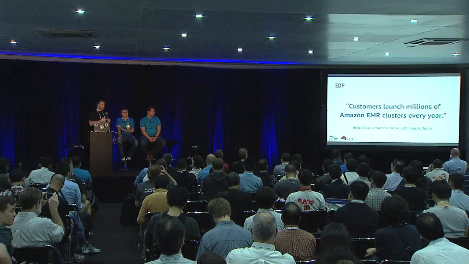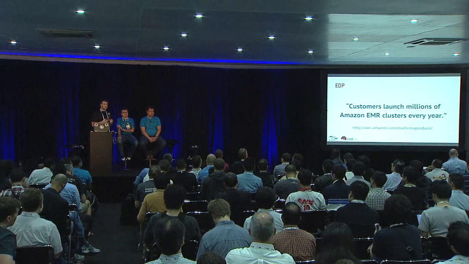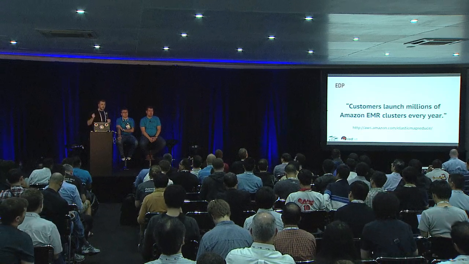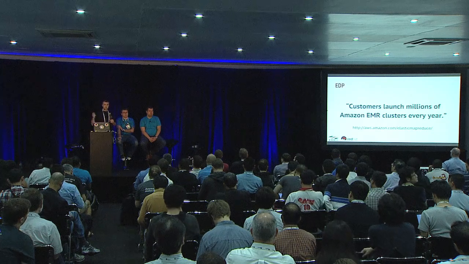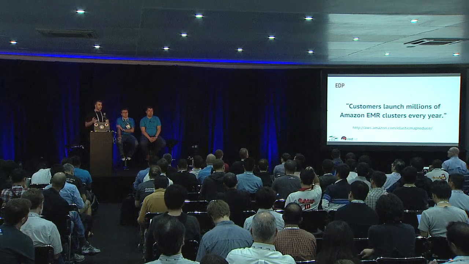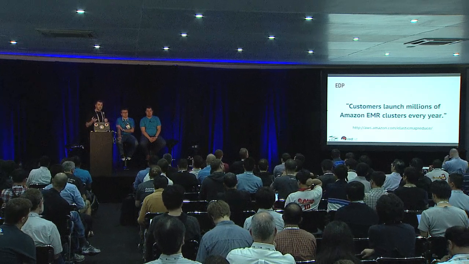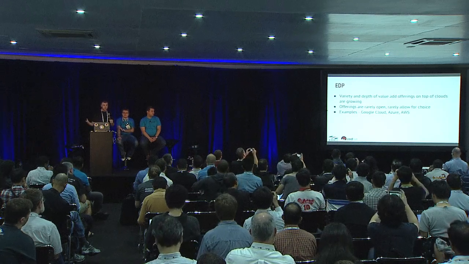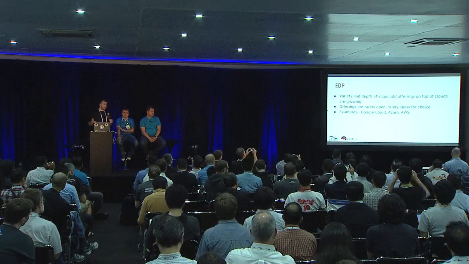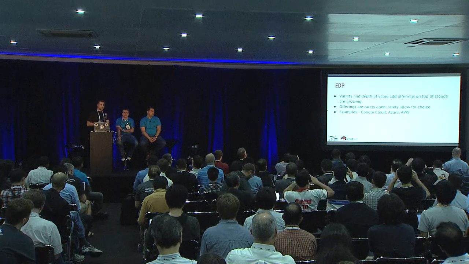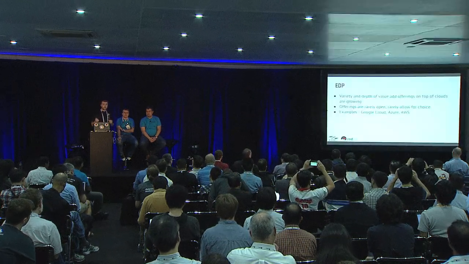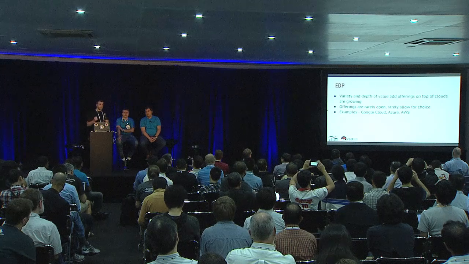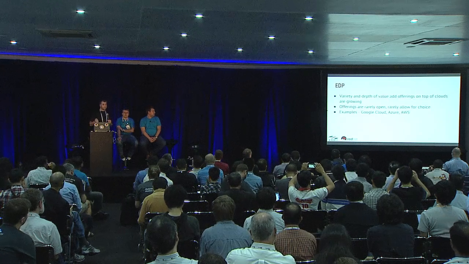And this is growing. This is just AWS. There's also Azure, and Google obviously has their own. As those different clouds start to add this value, they're adding both variety and depth around the offerings on top of their public clouds. And why do we care about that? We care because those offerings are rarely, if ever, open. They're pretty much always proprietary.